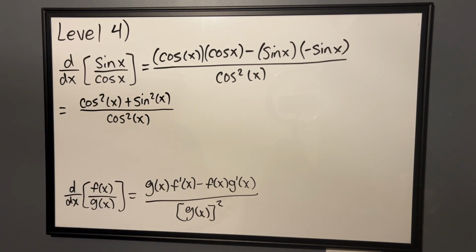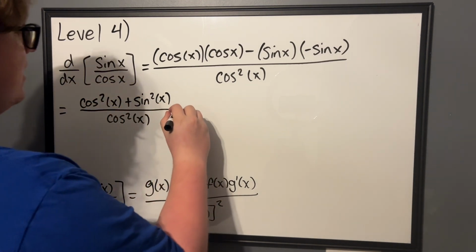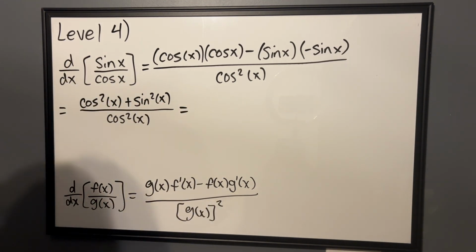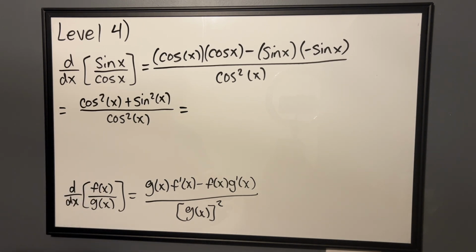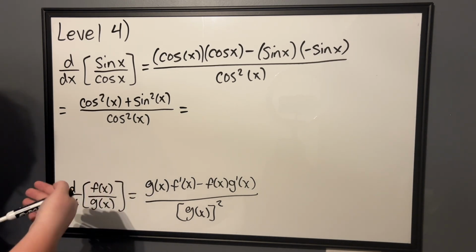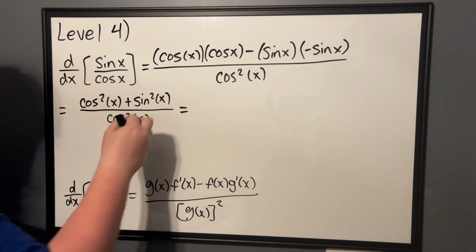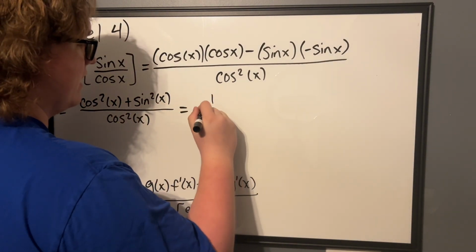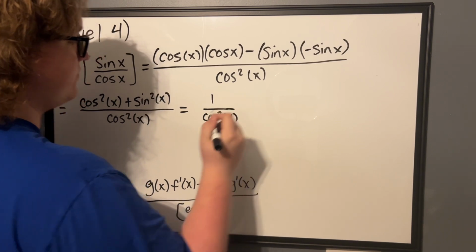And we're not done here because in the numerator, we can simplify this down a whole lot. Because remember the Pythagorean identities? That says that sine squared plus cosine squared is always equal to 1. So it doesn't matter that we have cosine squared plus sine squared because addition is commutative. So this numerator can simplify down to 1. And then the denominator is still cosine squared of x.